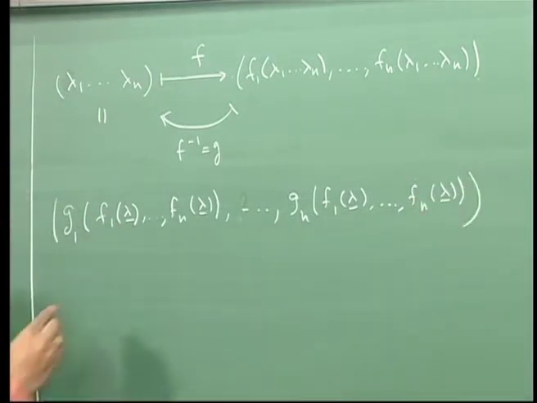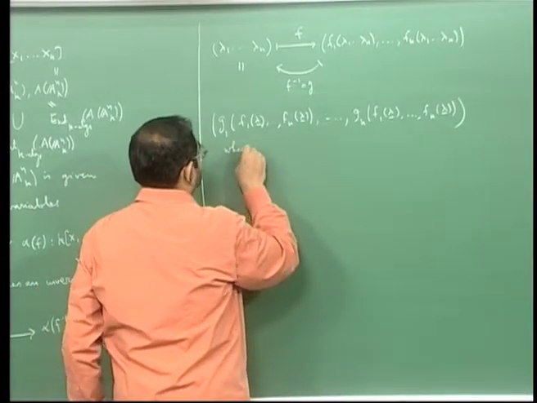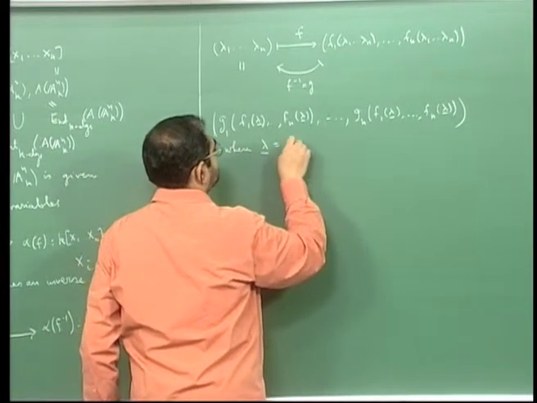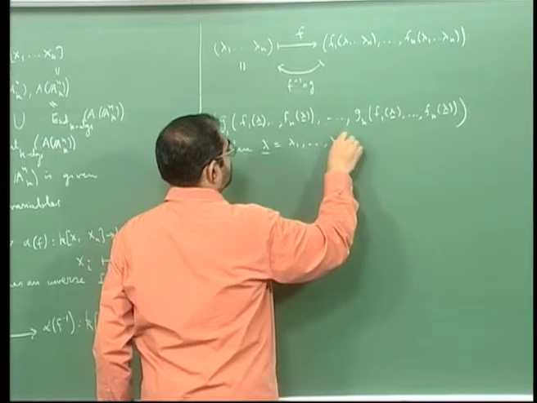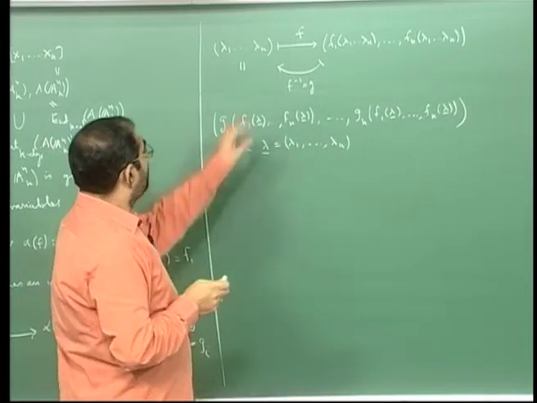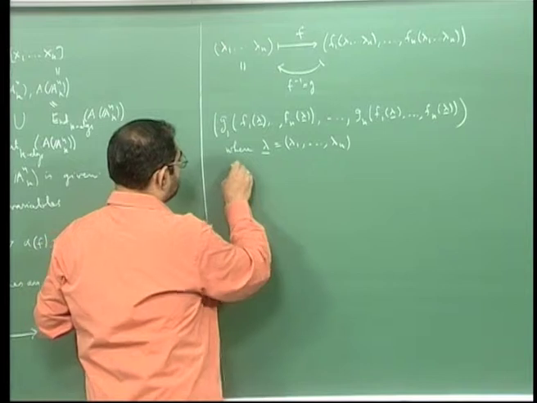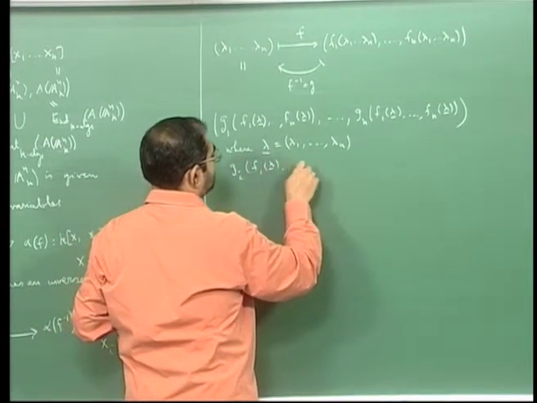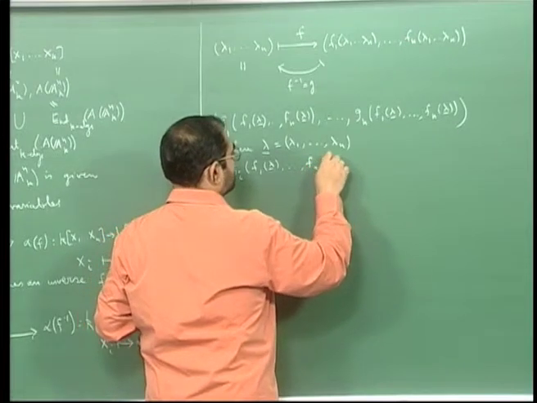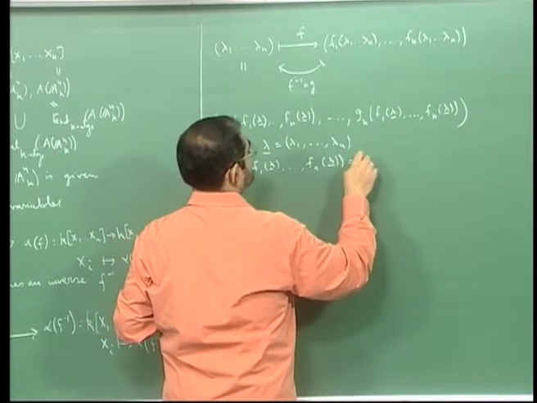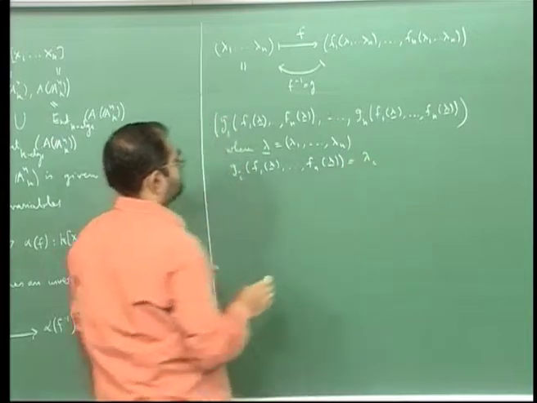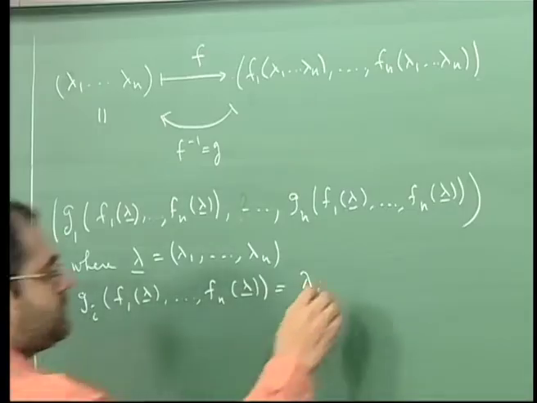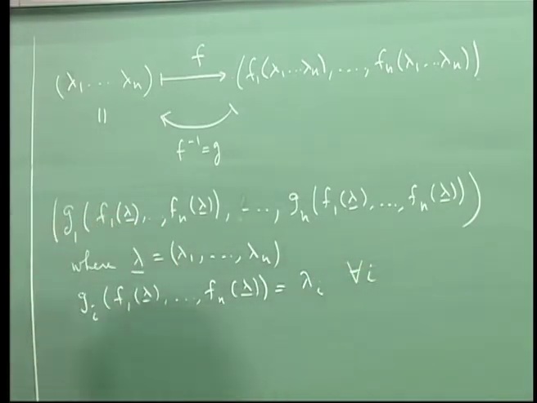So where, of course, lambda underline is just lambda 1 through lambda n. So what you get is g_i of f1(lambda) through fn(lambda) is simply lambda_i for every i. This is what happens if you have an automorphism.